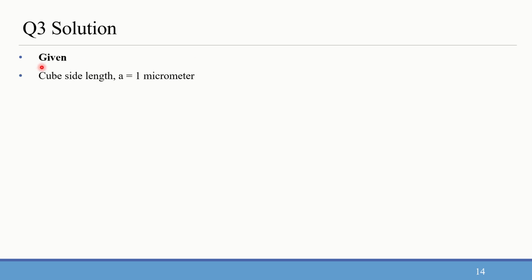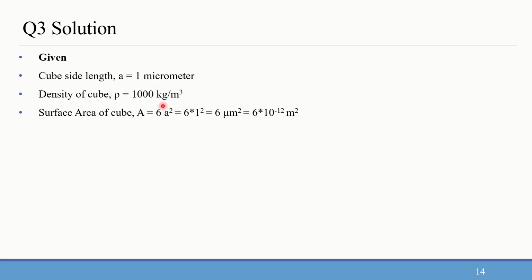So first, what is given? Cube side length is given as 1 micrometer and density of cube is given as 1000 kg per meter cube. And now we are calculating the surface area of the cube. So surface area of cube, as we saw in the last slide, is 6a square. Basically a cube has all sides equal and the area of a square is a square. So we have 6 surfaces in a cube. So it gives us 6a square.